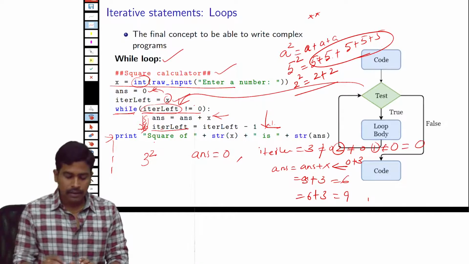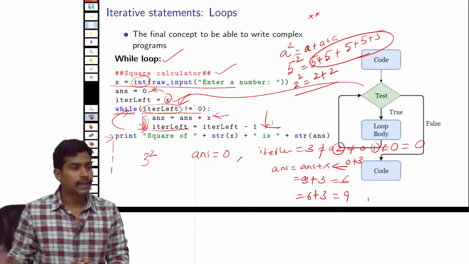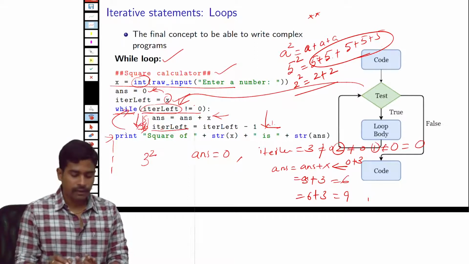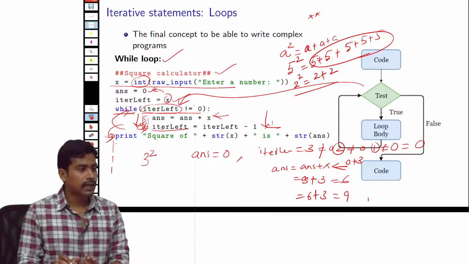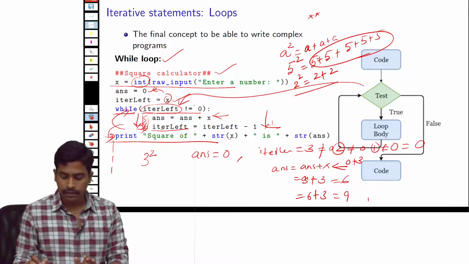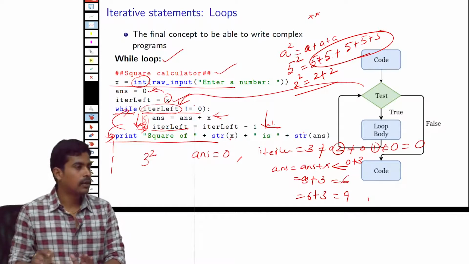The value of iter equals 0. We again come back to this point and we check 0 not equal to 0, which is false. So now we do not go into this loop, we exit this and then we directly come to this statement. Here we print square of x, converted to a string, so and so number is so and so. So this is how a while loop works.